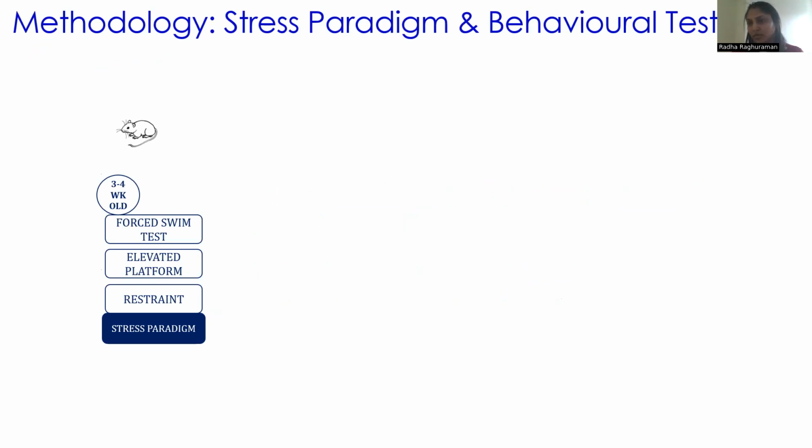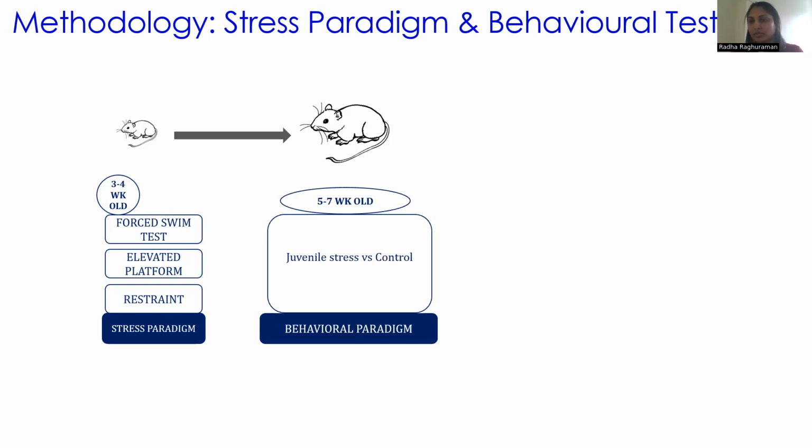The first day involves a forced swim test, about 3 trials, each 15 minutes, in 22 degrees Celsius water temperature. The second day, the immediately consecutive day, is the elevated platform for about 30 minutes. And the third day is the confined box for about 4 hours in a dimly lit room, where the animal cannot move their arms or limbs. Once the stress paradigm is complete, they're sent back to the home cage. We wait until the animal gets to the adult stage, about 5 to 7 weeks old.